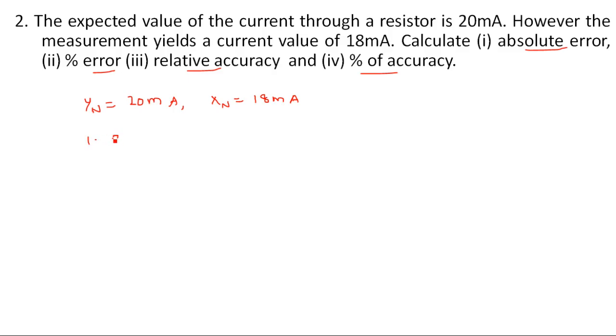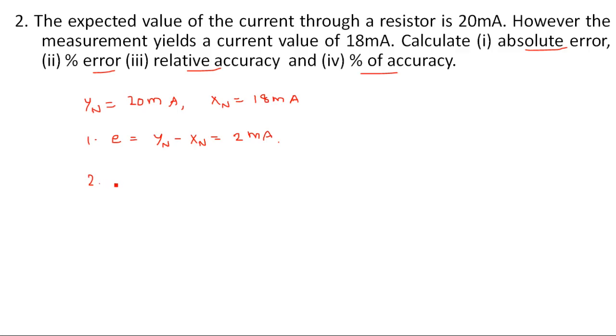So first one, E is equal to Yn minus Xn. What is the error? 2 milliamperes. In the previous case it was just voltage, now it is current. Whatever the parameter, whether it is voltage, current, or ohms, resistor value, anything, the error is the difference between what we are expecting and what we have got.